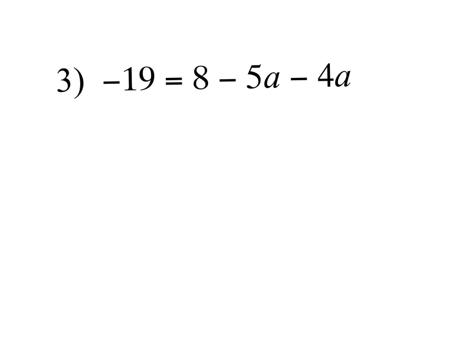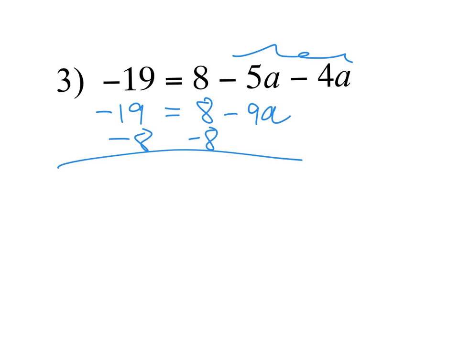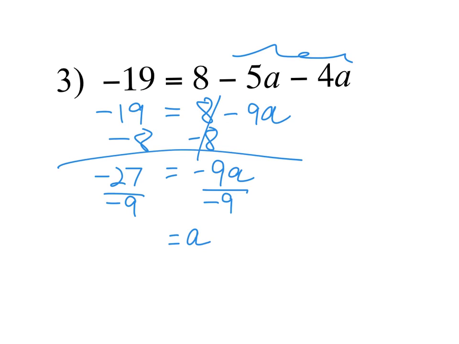Next problem, we're solving for a, so we can combine like terms right here and rewrite the problem as 8 minus 9a is equal to negative 19. So when we take away 8 from both sides, we'll have negative 9a is equal to negative 27. Getting the a by itself, we'll divide by negative 9 to both sides, and we'll get a, the variable a, equals 3.